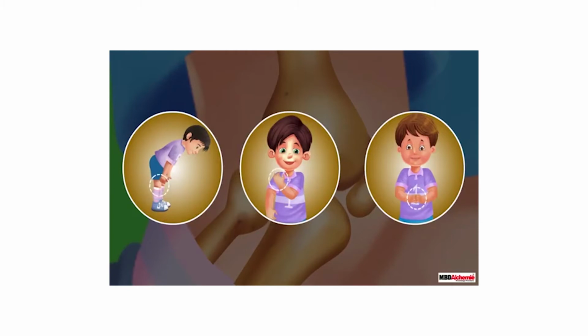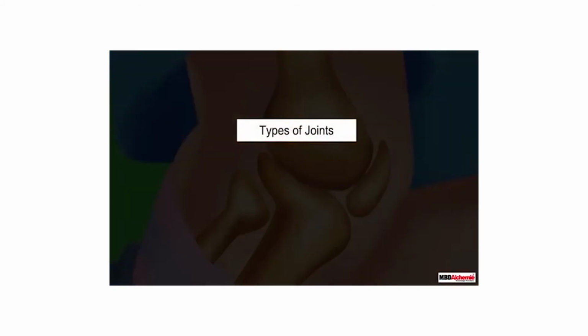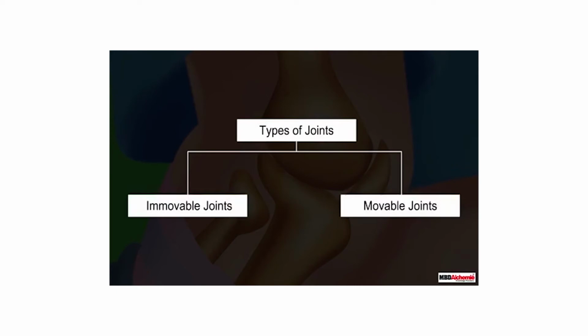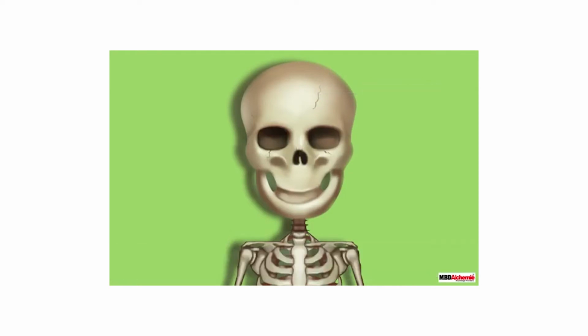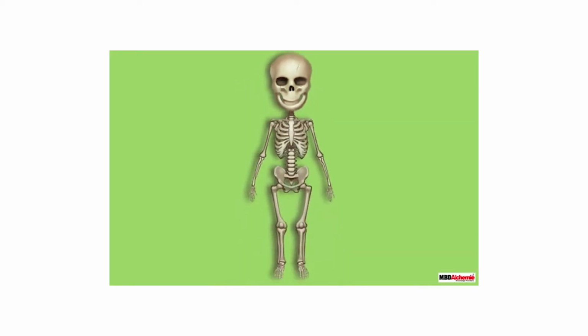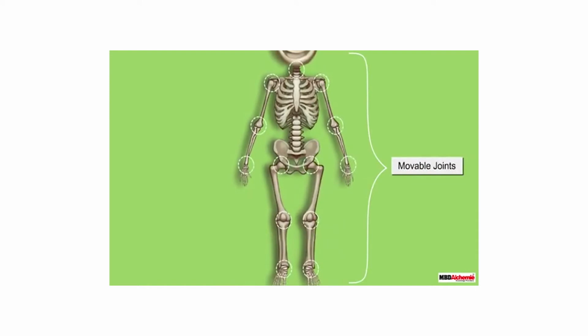Not all joints allow movements. On the basis of whether the joint helps in the movement or not, these joints can be categorized into 2 types, immovable and movable. The immovable joints are the joints that allow no movement of the body parts. These are also called fixed joints. Such joints are found in the skull. Except the joints present in the skull, all other joints found in the body are movable.